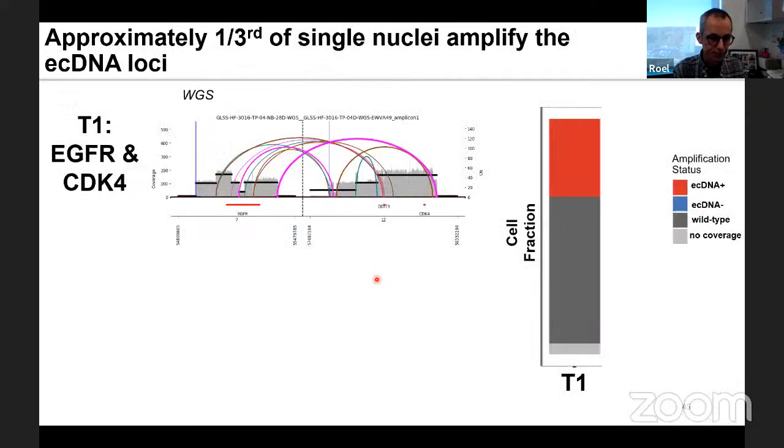So here's one tumor sample that has combined EGFR and CDK4 amplifications, actually the same one as I showed earlier. And when we looked at the single cell data, we find that about a third of the tumor cells contain an ecDNA, and the other two-thirds or so are negative, or we didn't have sufficient coverage of the locus. So about a third of the single nuclei seem to amplify the ecDNA, whereas the rest is wild type.